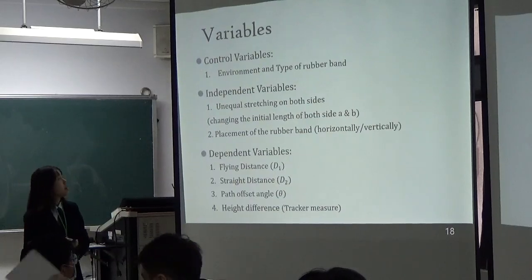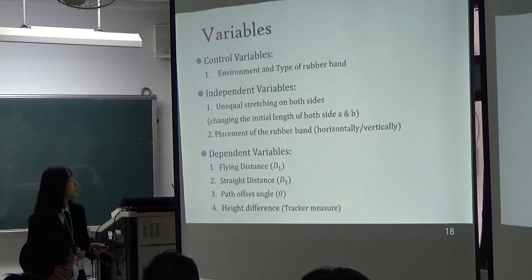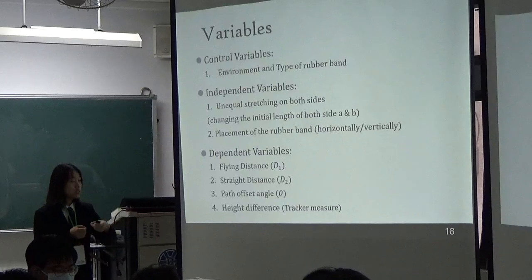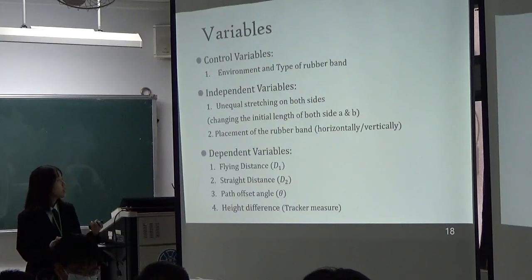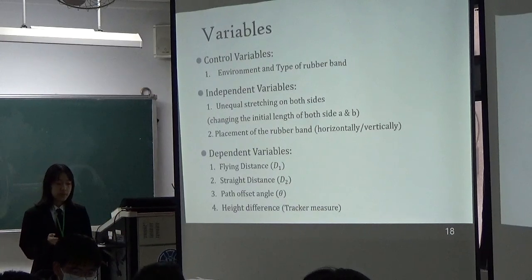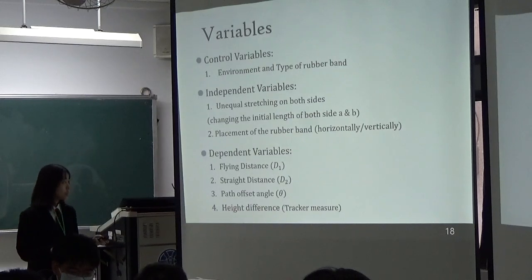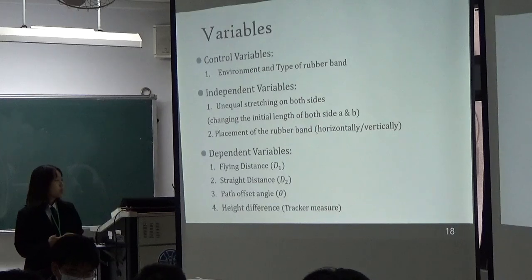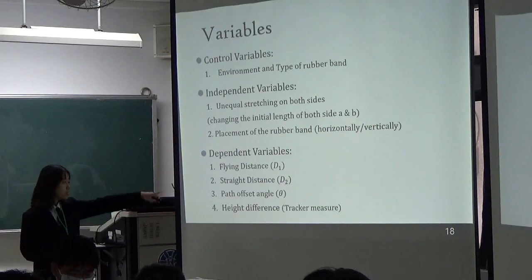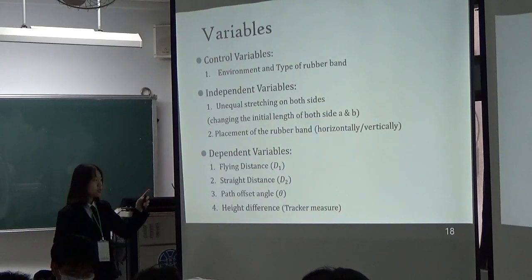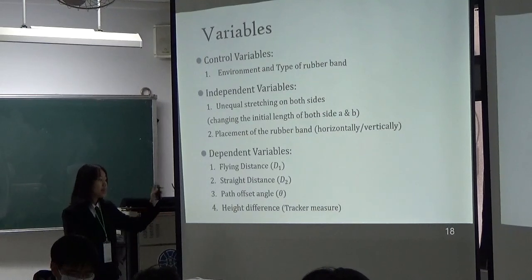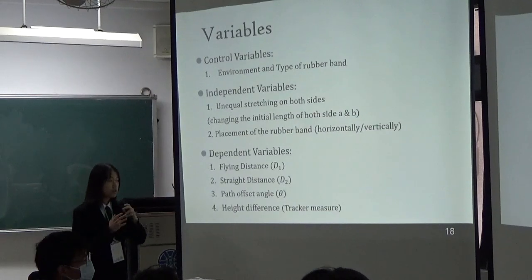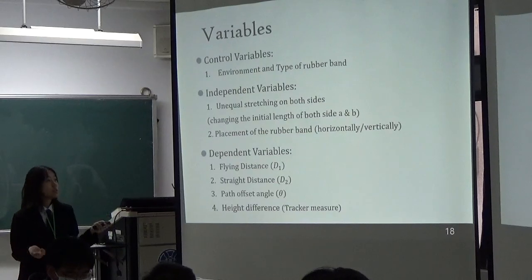And these are my variables in the experiment. First of all is the unequal stretching, where I change the initial length on both sides. And second is the placement of the rubber band, like I shoot it horizontally or vertically. These are the things that I want to measure. First is the flying distance and also the straight distance to calculate the path offset. And I will measure the height difference in the vertically spinning one.